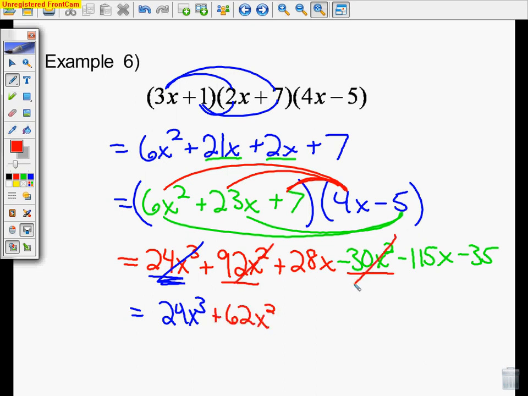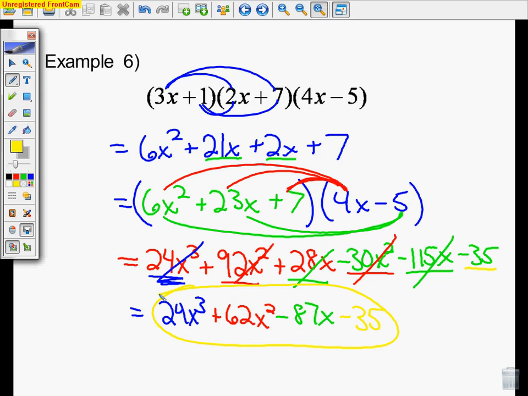So those are gone. And then we have this 28x and negative 115x, which is negative 87x. Those are gone. And then we are left with this negative 35 here. And we just bring that down. Okay? And there we go. That's our final answer. 24x cubed plus 62x squared minus 87x minus 35.